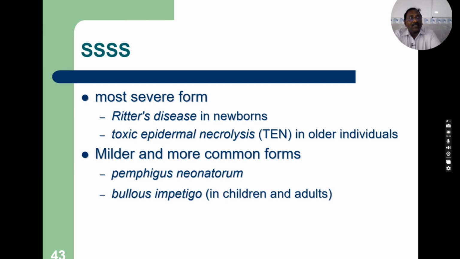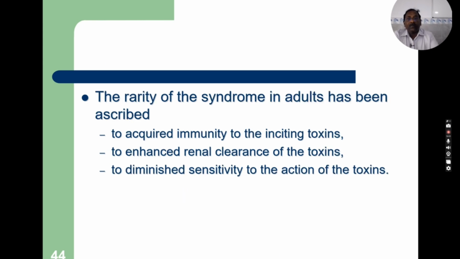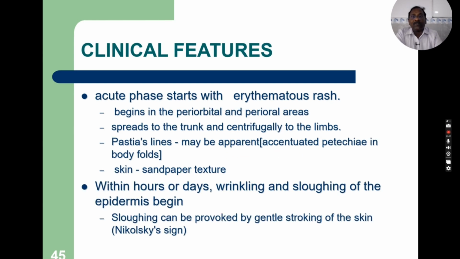So if you touch the skin, it attaches to your hand. Very bad. Milder and more common forms are pemphigus neonatorum and bullous impetigo. The rarity of the syndrome in adults has been attributed to acquired immunity to the inciting toxins, enhanced renal clearance of the toxins, and diminished sensitivity to the action of these toxins. So these are all exfoliative toxins.